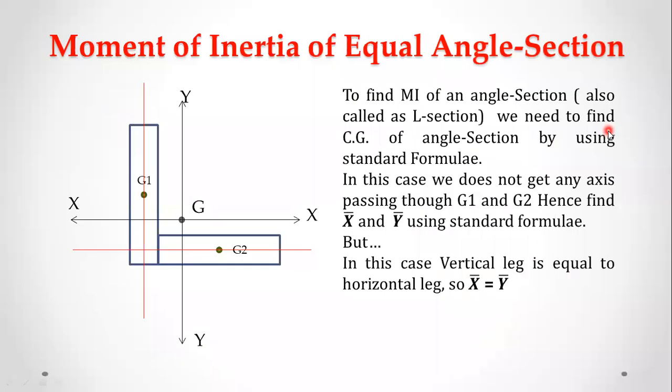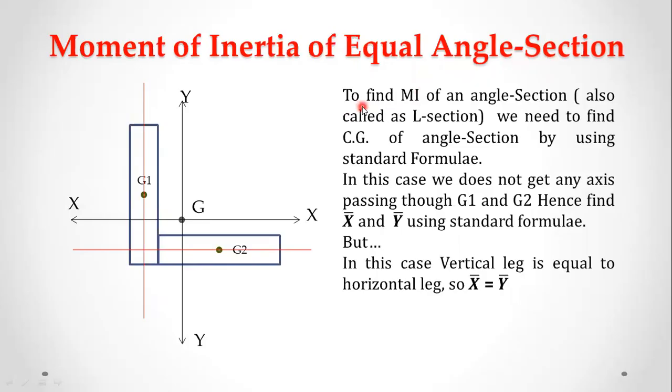So let's begin. In this video, we are going to solve the moment of inertia of an equal angle section. Equal angle section is also known as L section. In this angle section, there are two legs: one is the vertical leg and the other is the horizontal leg. The lengths of the vertical leg and horizontal leg are the same in the equal angle section.